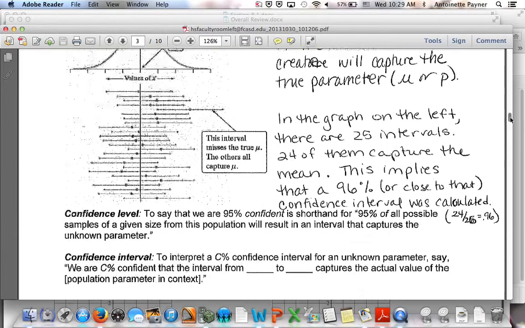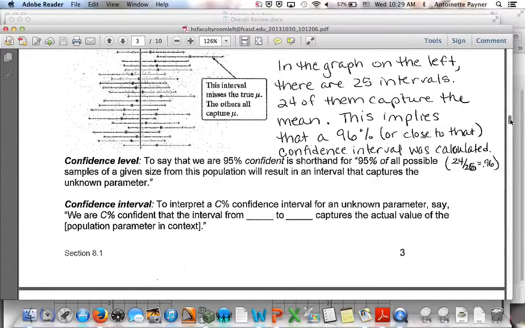So in these type of problems, we'll be asked to do two things. We'll be asked to interpret the confidence level, and we'll be asked to interpret the confidence interval. The level is just interpreting the actual level. So what does it mean to be 95% confident? To say that we are 95% confident, it's shorthand for 95% of all possible samples of a given size from this population will result in an interval that captures the unknown parameter. So basically it's just saying if you repeated this process many times, 95% of the intervals will capture the parameter that you're trying to estimate.